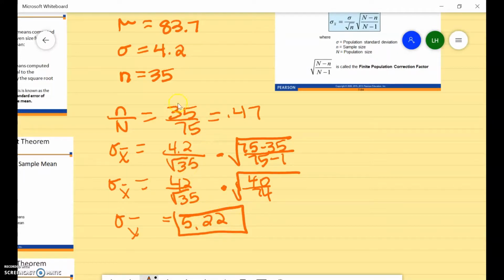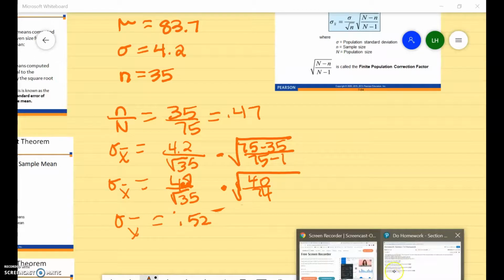And obviously I forgot my decimal here for my 4.2, so let me fix that real quick. So the square root of 40 divided by 74, and then I'm going to times that by 4.2 divided by the square root of 35. And so my standard error of my mean is going to be 0.52.